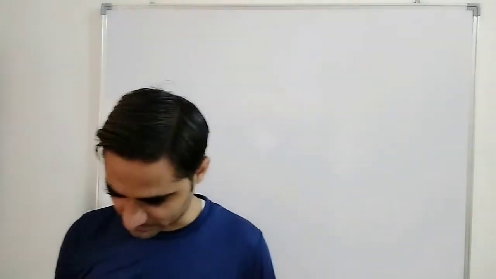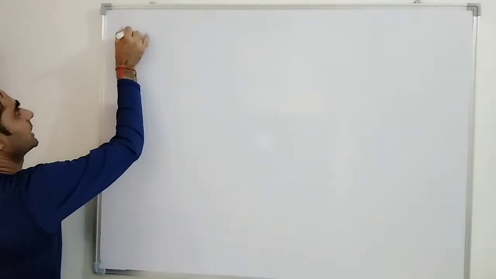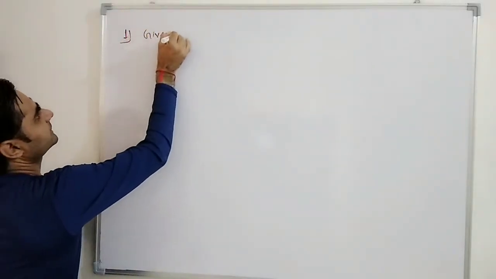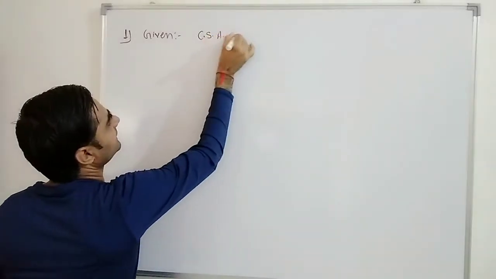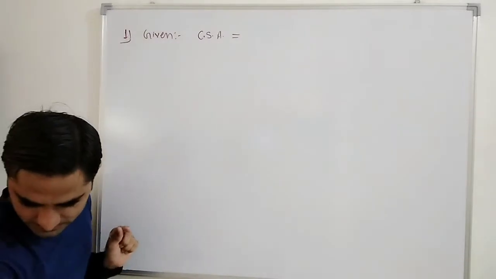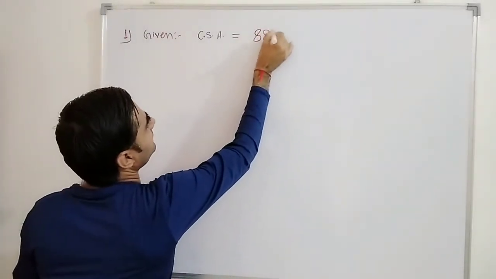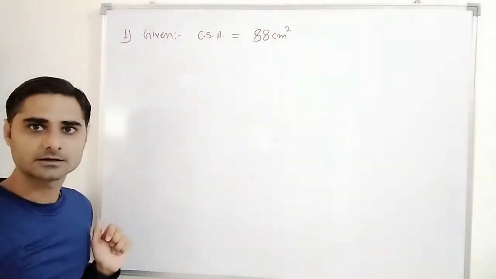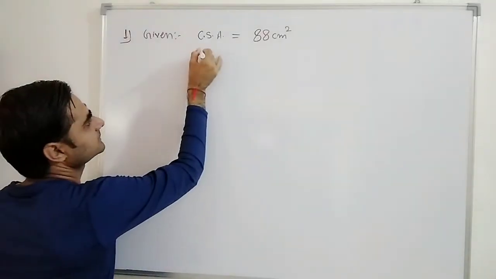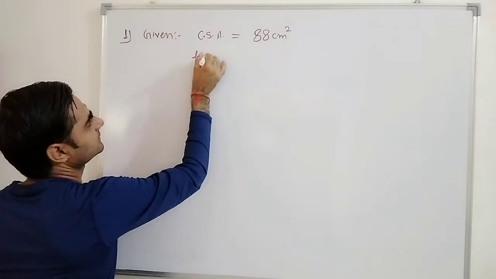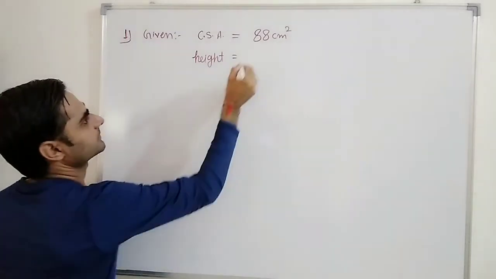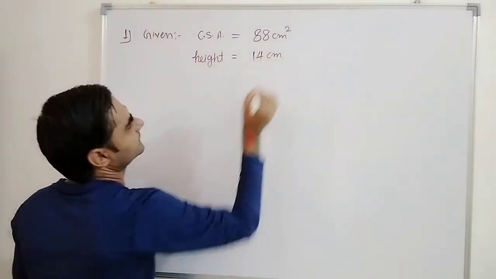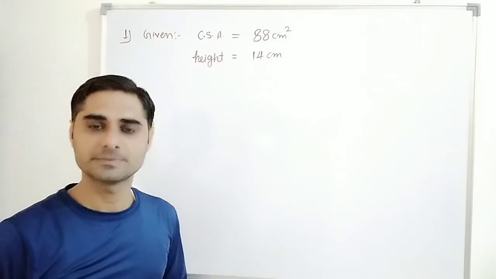See, two things are given. One is height and one is curved surface area. Question number 1. First of all, how will you start? First write what is given. Okay, what is given? Curved surface area is 88 square centimeter. Correct? And after that, what is given? Height also given, na? Height is given, that is 14 centimeter.